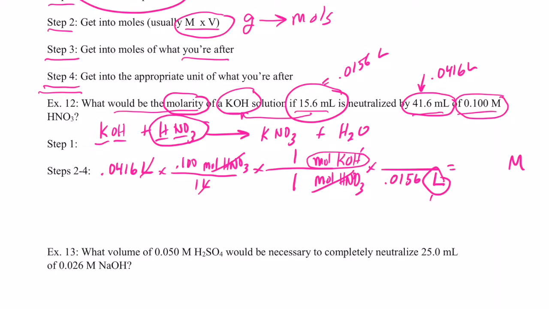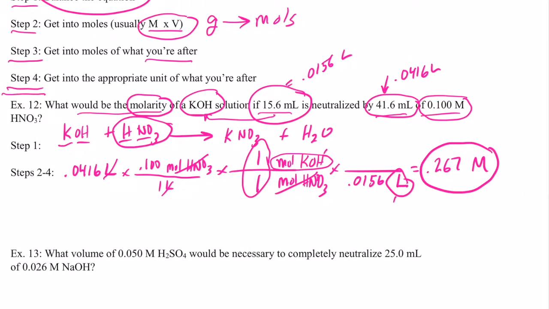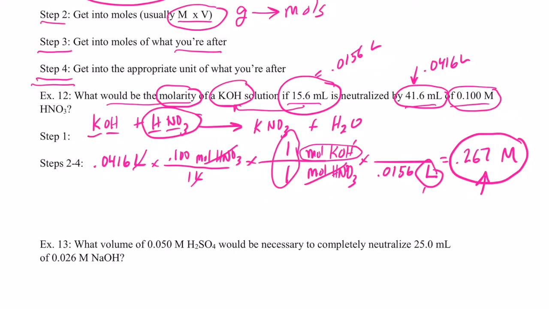0.0416 times 0.100. And then we don't have to multiply or divide by 1, but we will divide by 0.0156. We'll round to 3 significant figures, and it looks like I get 0.267 moles per liter. So the molarity of my potassium hydroxide solution is 0.267.